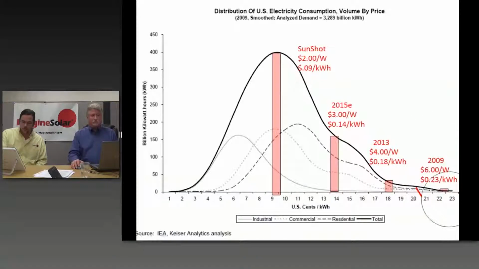If you fast forward a few years, now looking at 2013, last year, and we'll see some numbers on this, you might find an installation price in 2013 of $4 per watt. So we saw a significant reduction in the cost between 2009 and 2013. And the levelized cost of energy fell from about 23 to maybe 18 cents per kilowatt hour because of that. So a significant reduction, but it still leaves us pretty expensive.